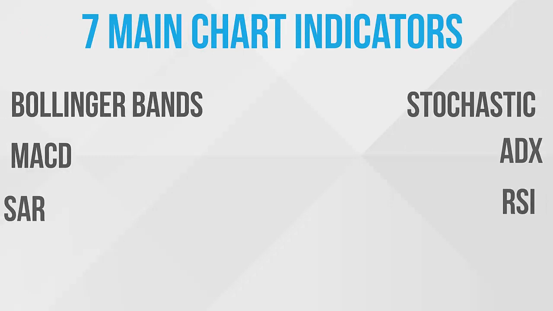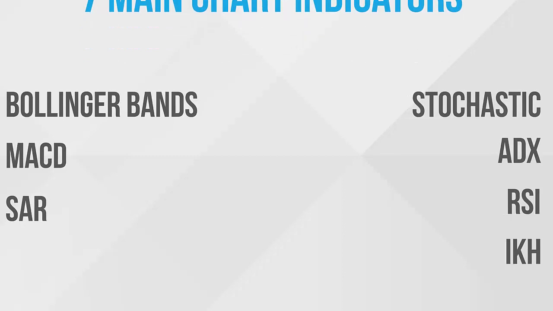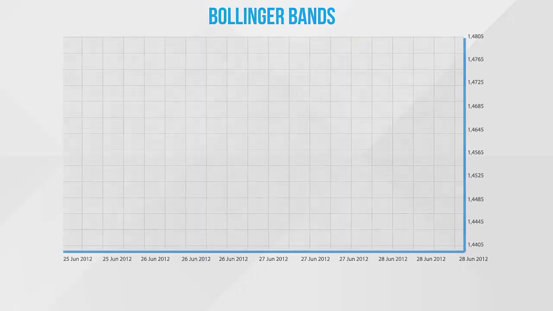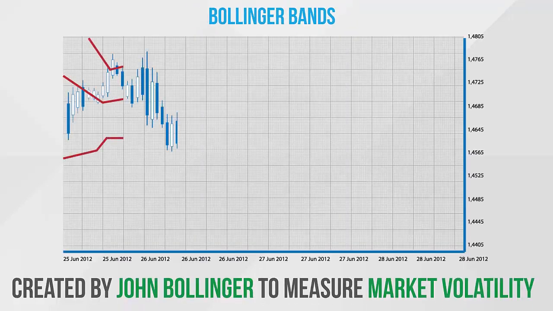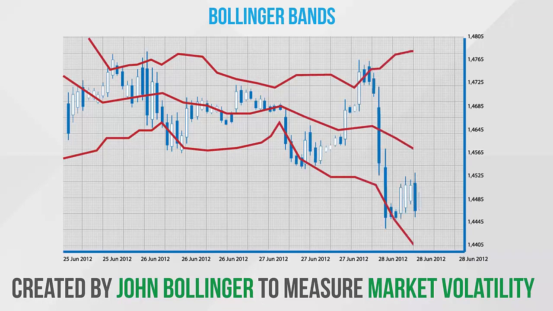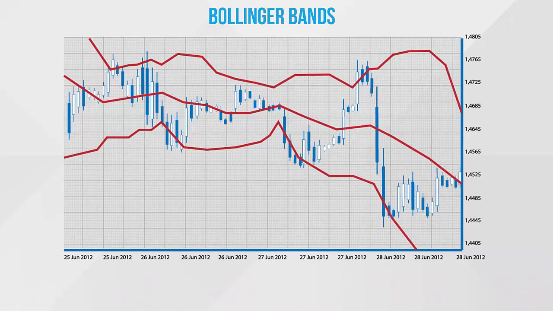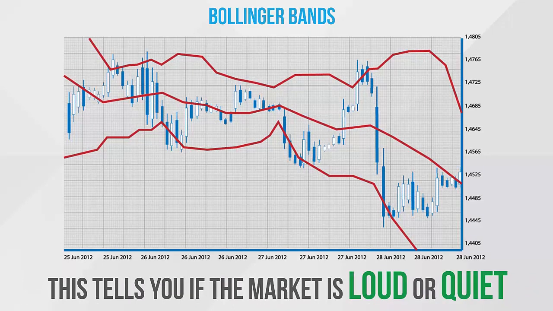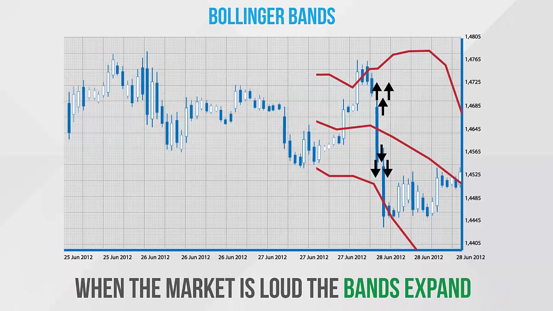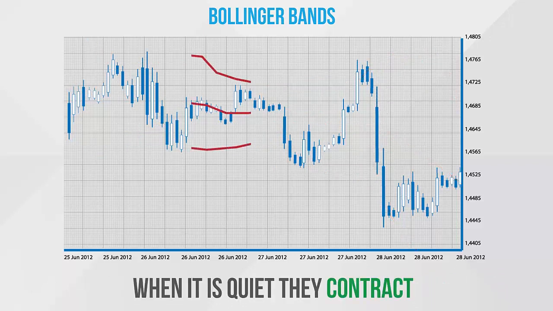There are 7 main chart indicators that are used extensively by forex traders. One of the most popular indicators is Bollinger Bands. This is an indicator that was created by John Bollinger and is used to measure the volatility of a market. This tells you whether the market is loud or quiet. When the market is loud, the bands expand, and when it is quiet, they contract.